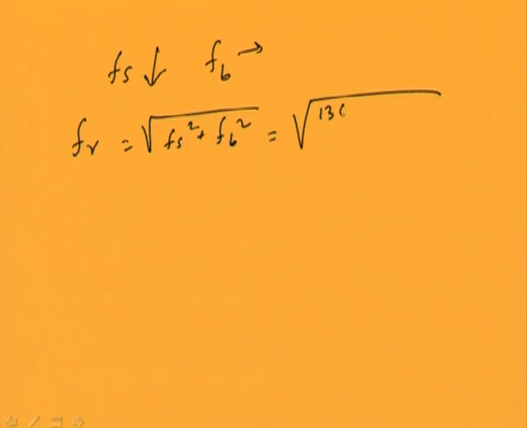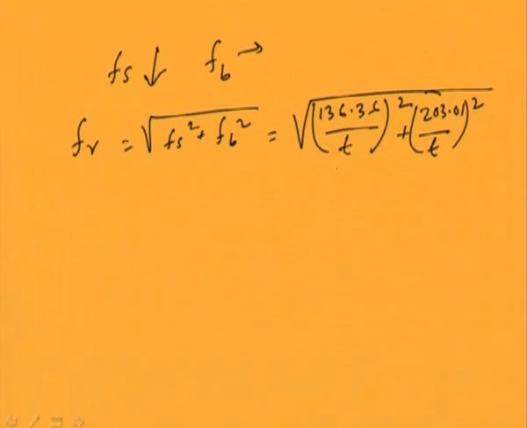So, the resultant stress will be just square root of Fs square plus Fb square, right. So, we can find out as (136.36 by T) whole square plus (203.01 by T) whole square. So, this is Fs and this is Fb which has been calculated. This is in vertical direction downward and this is horizontal direction.